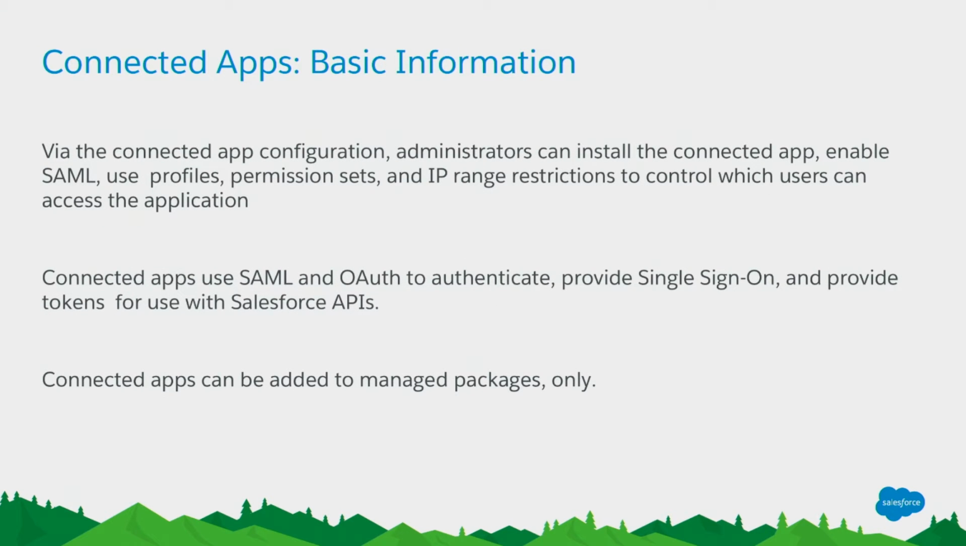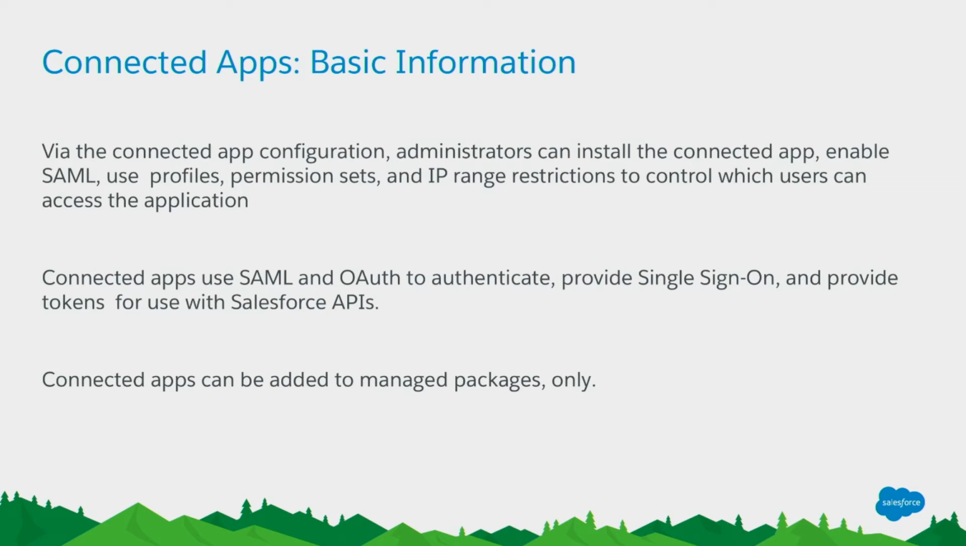So using a connected app, admin can configure the settings so that it respects, let's say, IP range restrictions, or it's only available for certain users. And admin should obviously follow the principle of least privilege and make sure only permissions are given for the required users. Connected apps can also be used for SAML authentication and OAuth authentication.